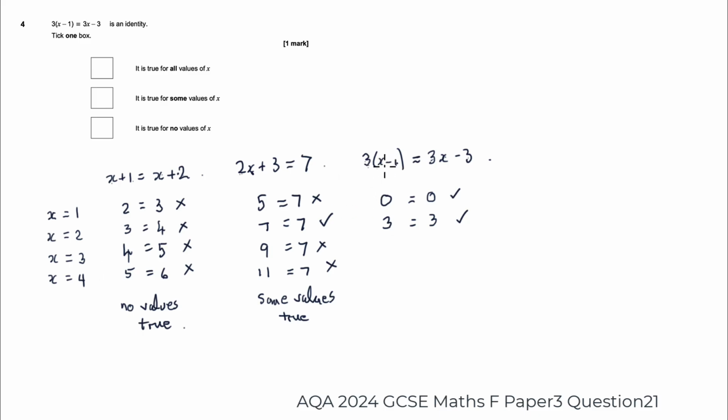3 lots of 3 minus 1, that's 3 lots of 2, that's 6. 3 lots of 3 is 9, minus 3 is 6. And so it goes on. And you'll find that every replacement for x gives you a true statement. So all values give you true statements.